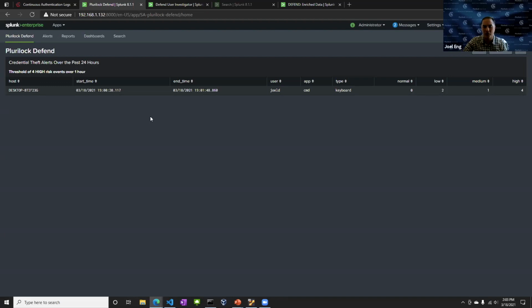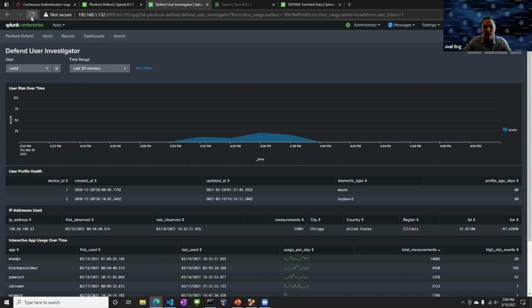So the first thing you probably want to do is actually alert on it. We created an alert. It just says if you see 4 high risk events over an hour for a single user, for a single application, that's probably a good indicator that this user may or may not be compromised. And if you use this as your base alert, you probably also want to know a little more information about what this user was doing around this time.